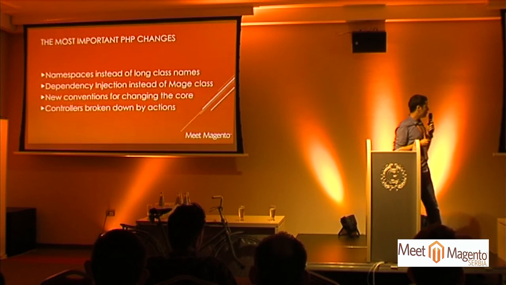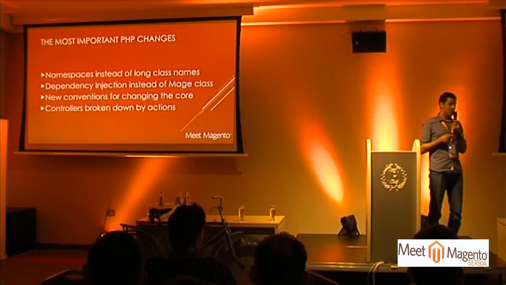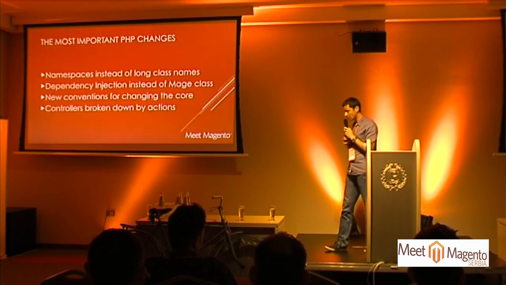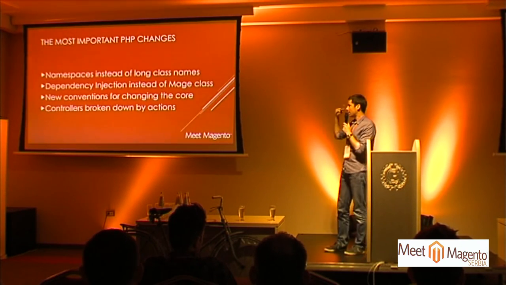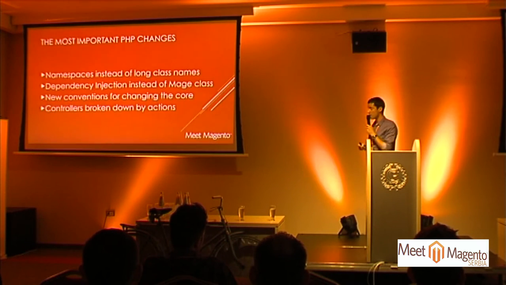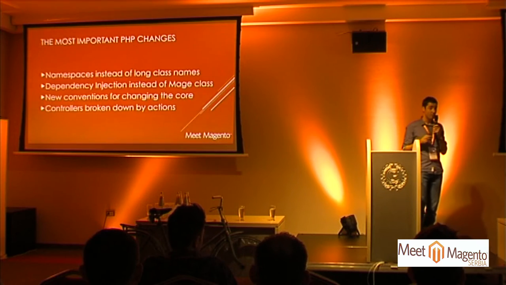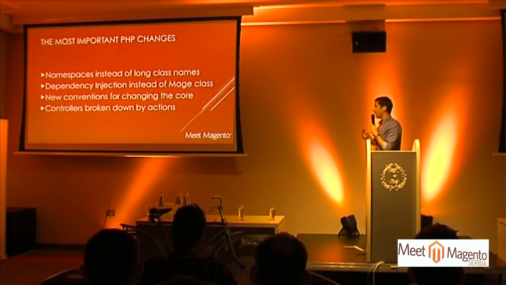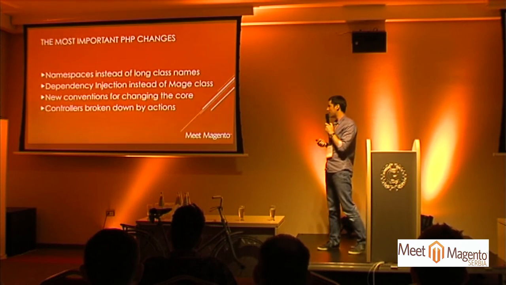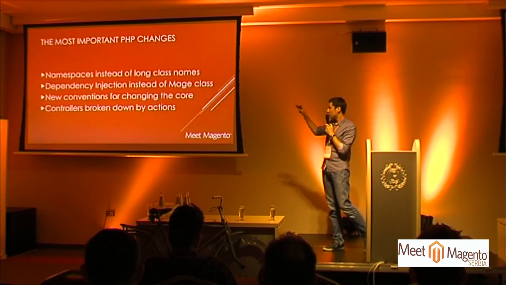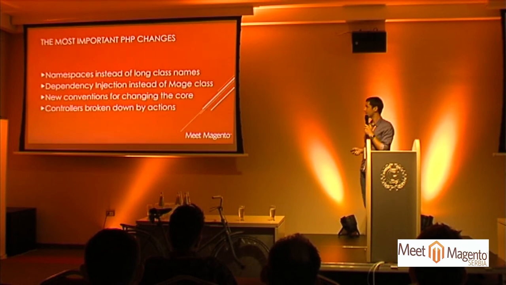And now my favorite part, some of the most important PHP changes for Magento 2 developers. So what do we have? We have namespaces instead of long class names. We have dependency injection instead of the Mage class. New conventions for changing the core. And we will finish this presentation by saying that controllers have been broken down by actions. So let's review one by one.